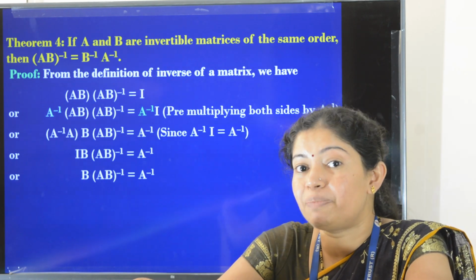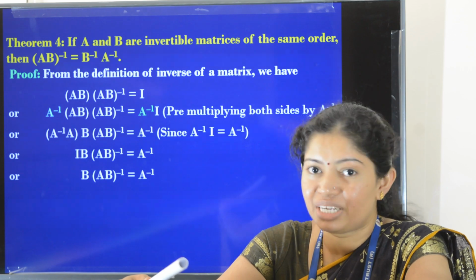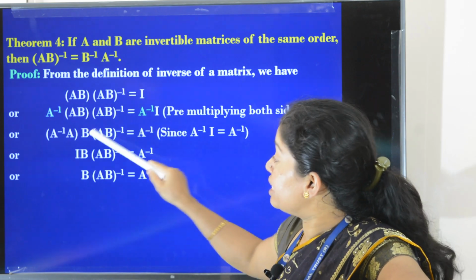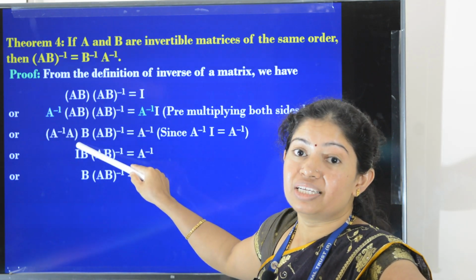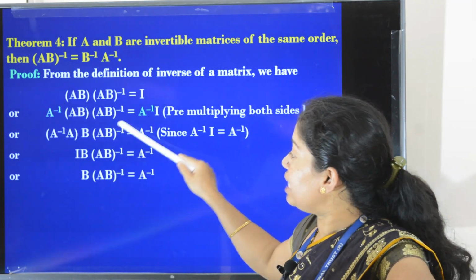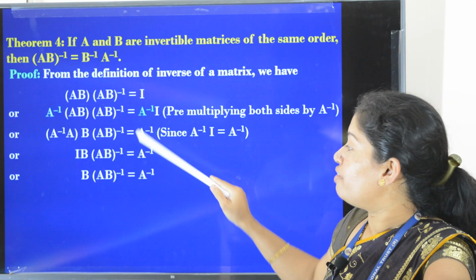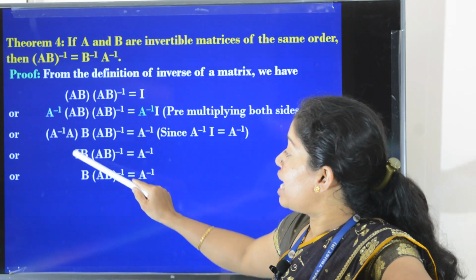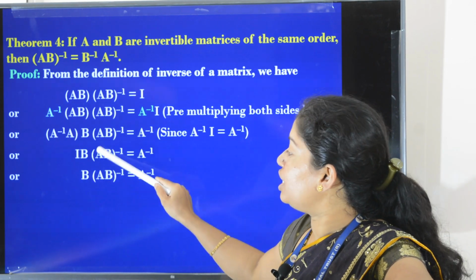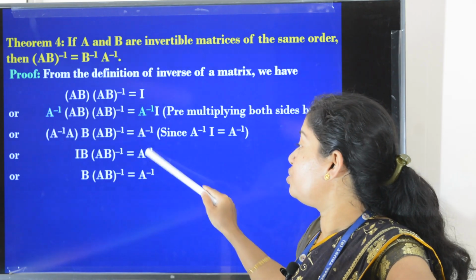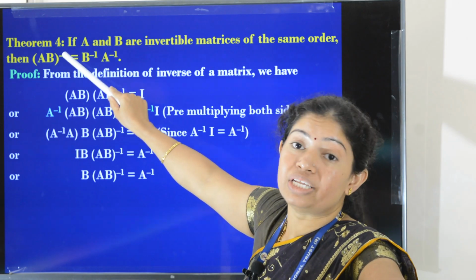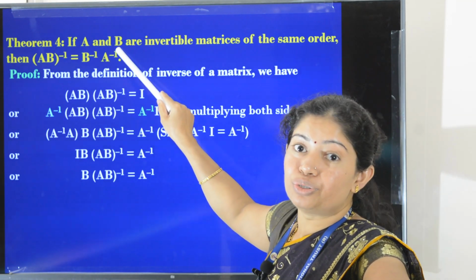Any matrix, if you multiply with identity, you are going to get that matrix only. So A inverse into I will give us A inverse. Next, A inverse into A is what? It is the identity matrix. So identity matrix into B, and this AB whole inverse is equal to A inverse. Identity matrix into B will give us B only. So matrix B into AB whole inverse is equal to A inverse.